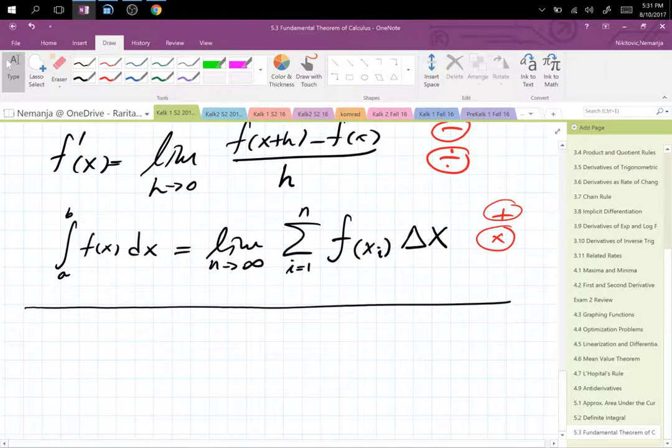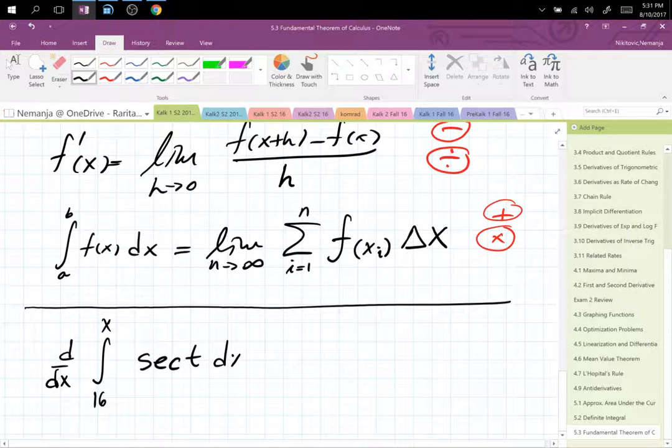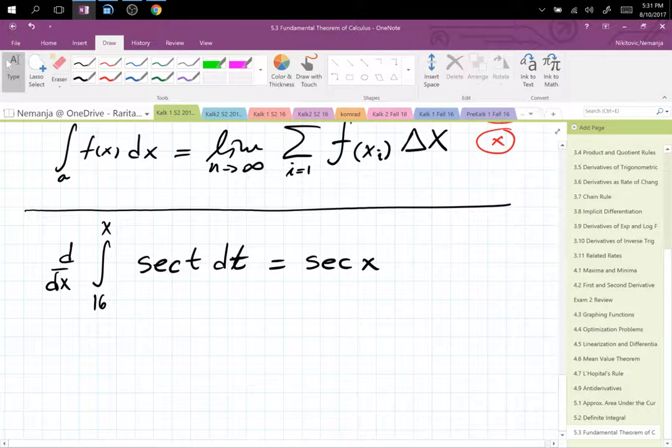So now, if I ask, what is the integral? I don't want to use 3 again. Let's use a different number, 16. The integral from 16 to x of secant t dt. What is your answer? Done. That's all it is. Right? And believe it or not, the lecture is done.